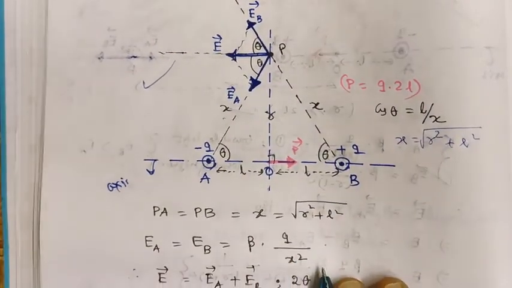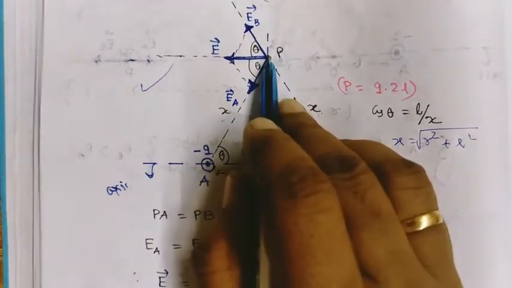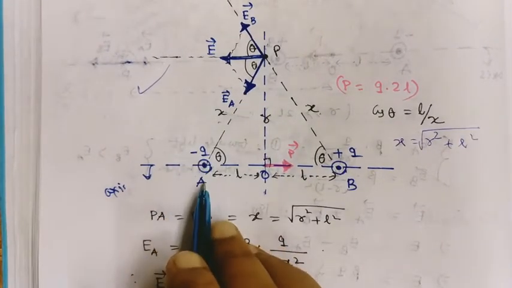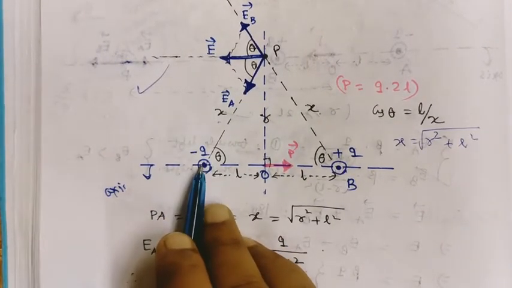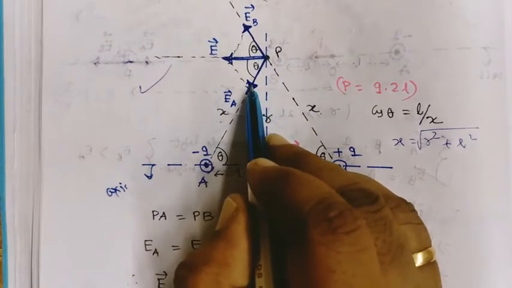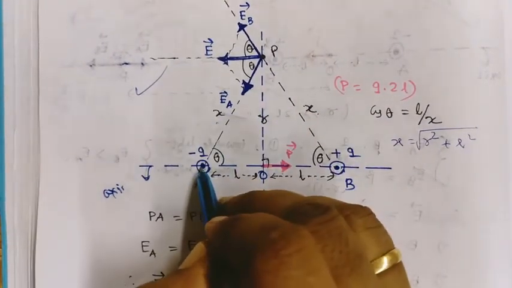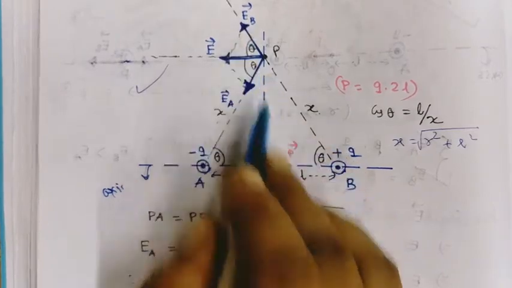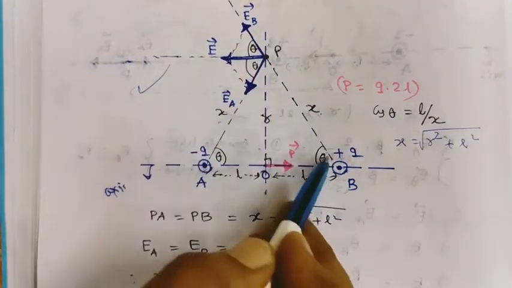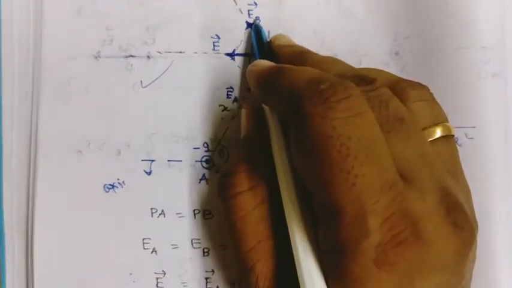Same procedure, we have to calculate the EA and EB vectors. Vector concept is very clear. Here at the point P, first we discuss the intensity due to the charge minus Q, that means due to A. Minus Q is a negative source charge. Negative source charge means the intensity direction is converging, towards the source charge. So EA vector is towards minus Q. Similarly, EB vector is due to plus Q. Plus Q is a positive source charge, that means diverging, away from plus Q. So now you are clear about the EA vector and EB vector.